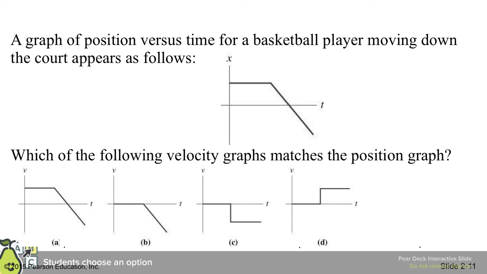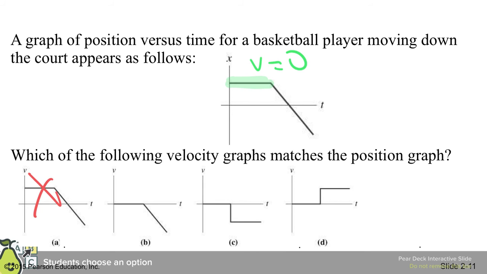All right, a graph of position versus time for a basketball player moving down the court appears as follows, and is given. Which of the following velocity graphs would match the position graph that we showed? What jumps out to me, at least, is that during this first time, it has a velocity of 0. The position isn't changing at all, so its speed should be 0. Put a different way, it's got a slope, but it's horizontal, so the slope is 0. So in all cases, we're looking for a velocity that has an initial 0 part.